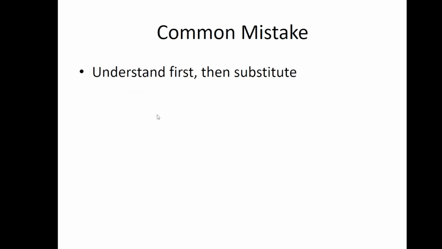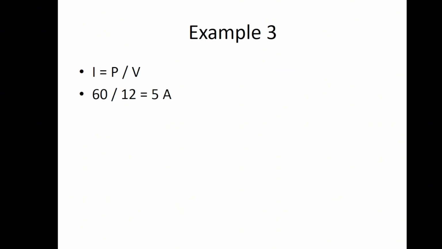So, common mistake. We need to understand first, not the other way around. Usually the mistake is people do not understand how to solve and plug in the values. So example number 3. We have here the formula for current. Current is equal to power over voltage. As you can see here, by directly substituting 60 divided by 12, the answer is 5 amperes.